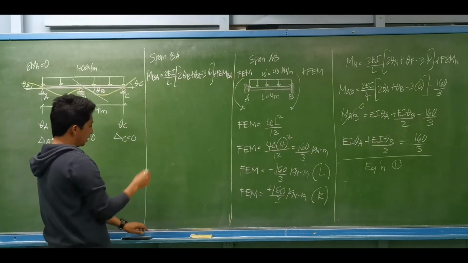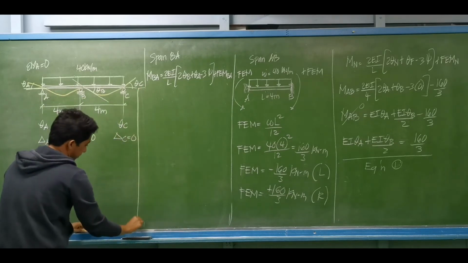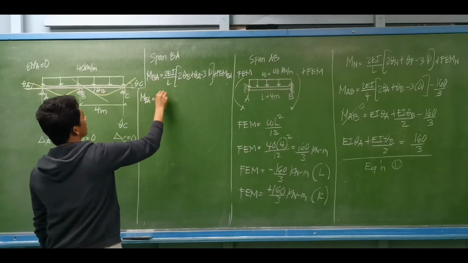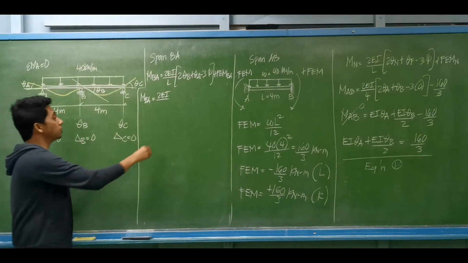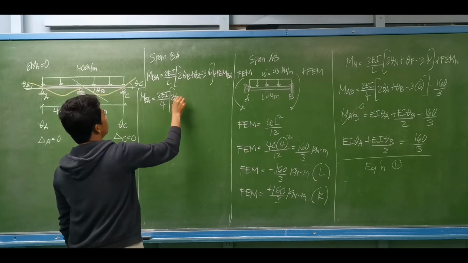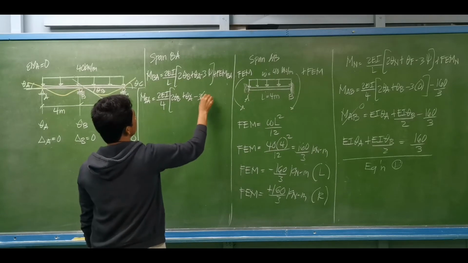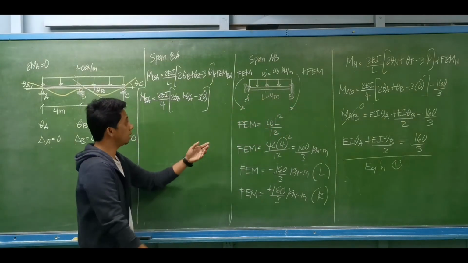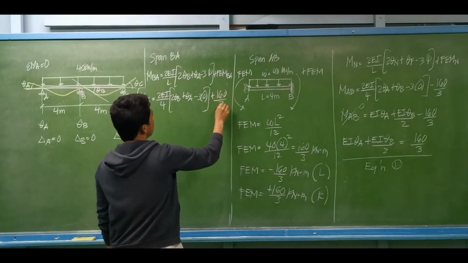So we'll be having the equivalent of moment BA is equal to twice of EI, the same span, 4 meters, divided by 4. This is multiplied by 2 theta sub B plus theta sub A, minus 3 times 0. Take note, we are now considering span BA. That will be a positive fixed end moment. This is positive 160 divided by 3.